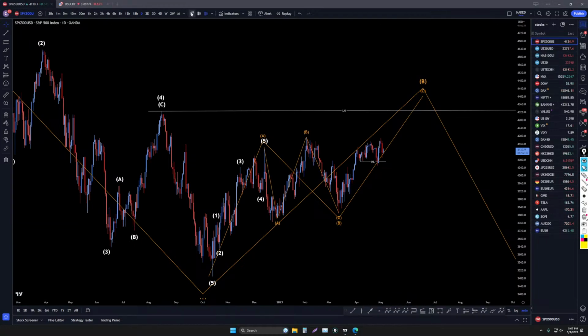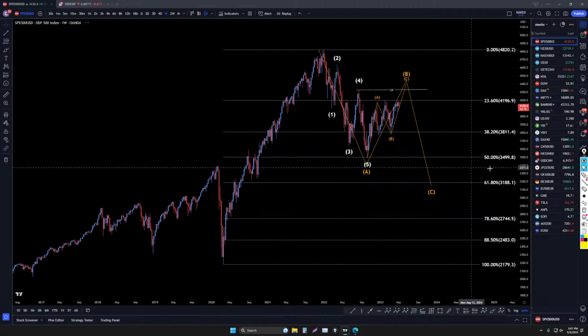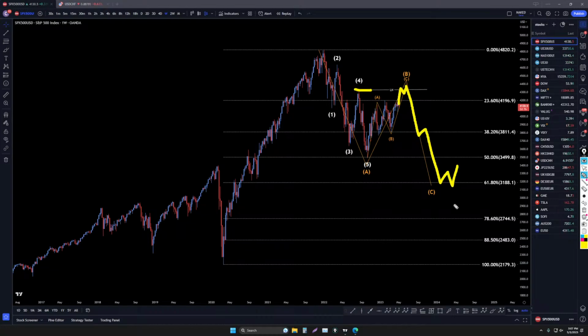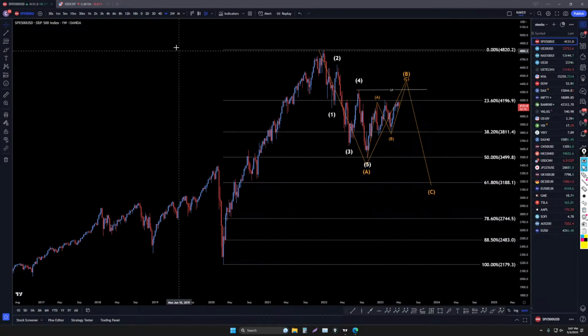Now I do believe, let's go to the weekly, I do believe it's going to go down again, but I do not believe it's ready to go down yet. I think it's going to go up. I think it's going to break this high, and then I think it's going to go down and make a wave C. So I do think the stock market's probably going to go down to about the 3188 area, but I don't really think it's actually quite ready to do so yet.